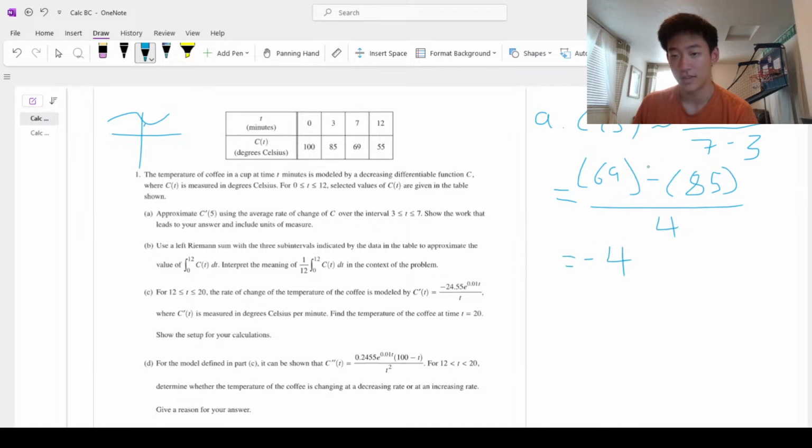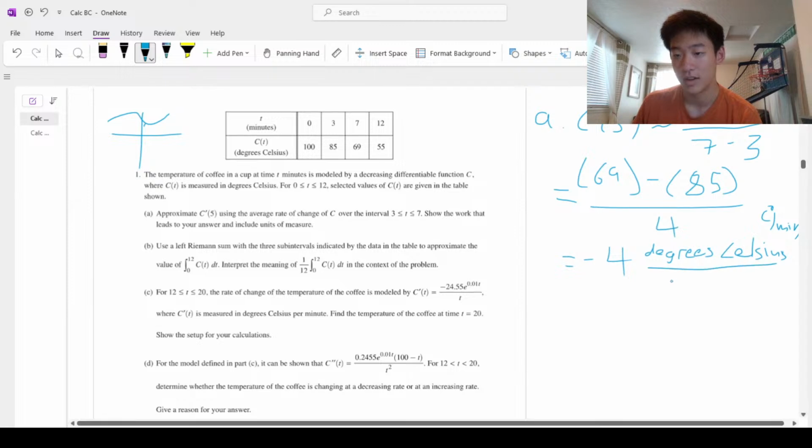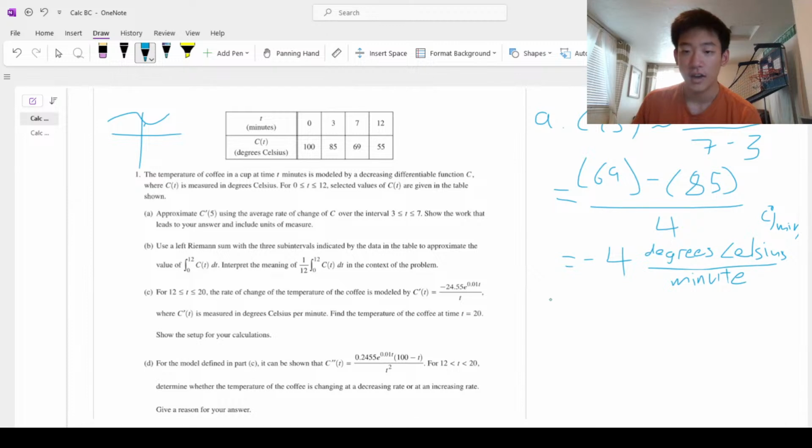because negative 16 and then divide by 4. So this is equal to negative 4, and then what's the units? This is going to be degrees Celsius per minute. So you can write out the words degrees Celsius. They'll probably also accept it if you put the C with the degree per minute. But you can also write it like this, per minute. Okay, so that was pretty light.